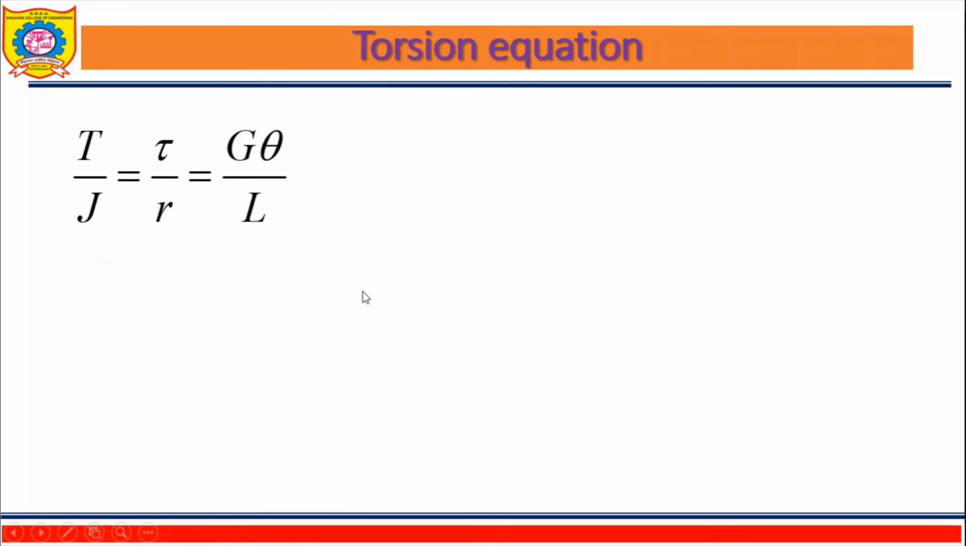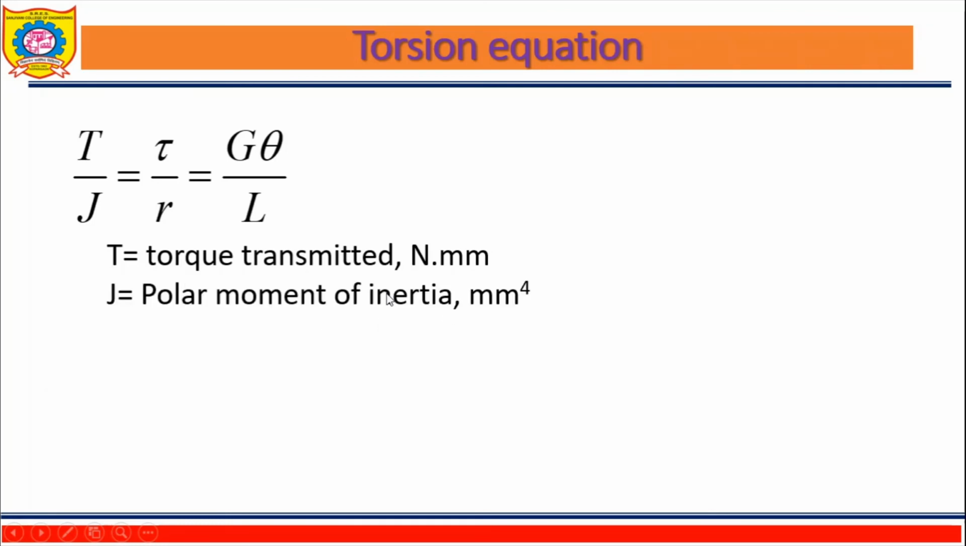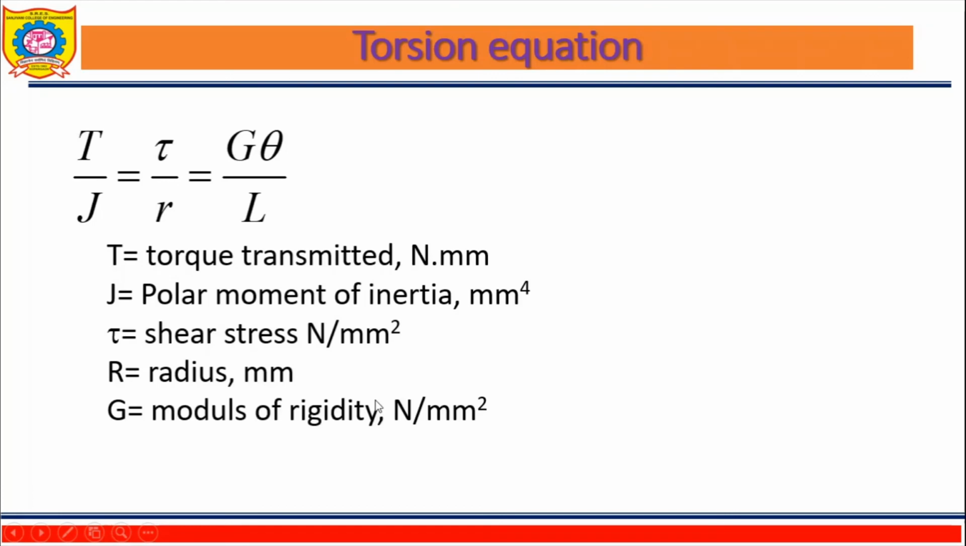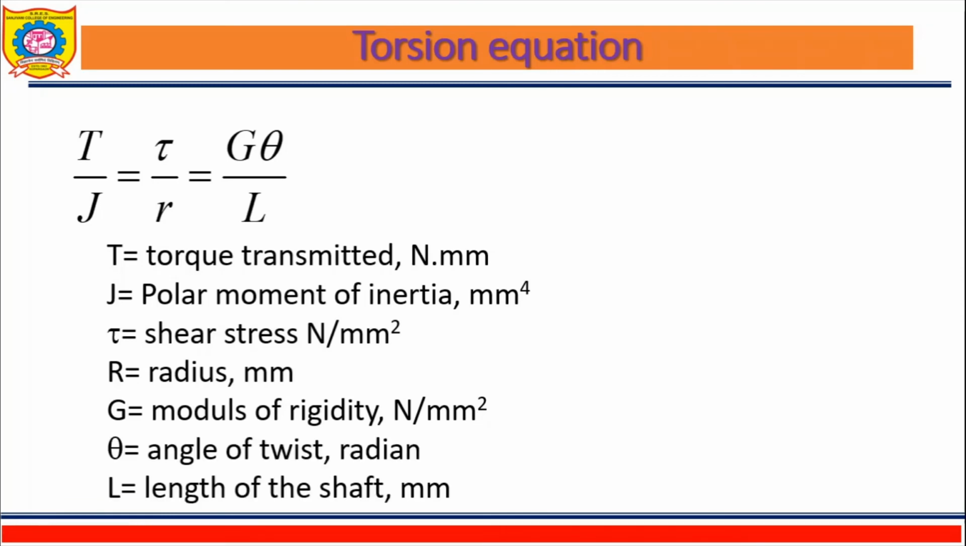So this is the torsion equation, T upon J equal to tau by R equal to G theta by L, where T is the torque transmitted in Newton millimeter, J is the polar moment of inertia in millimeter raised to 4, tau is the shear stress in Newton per millimeter square, R is the radius in millimeter, G is the modulus of rigidity in Newton per millimeter square, and theta is the angle of twist in radian. L is the length of the shaft in millimeter.